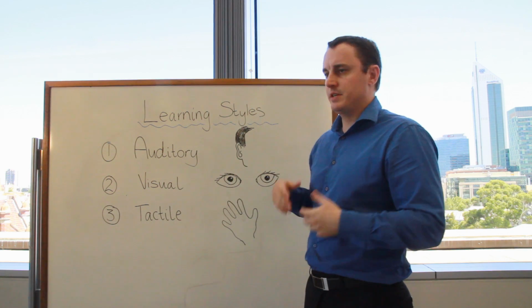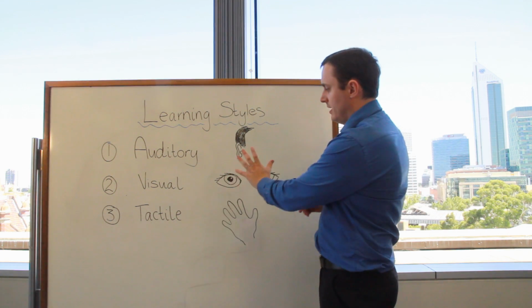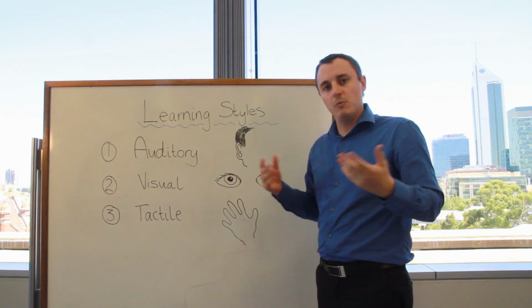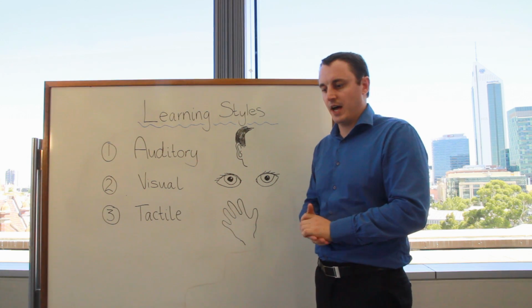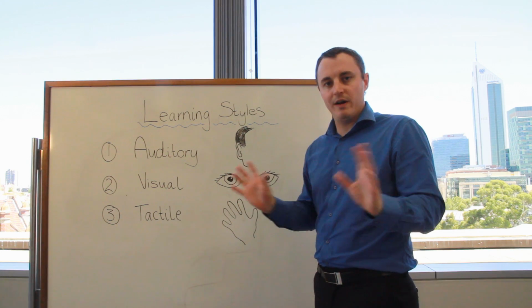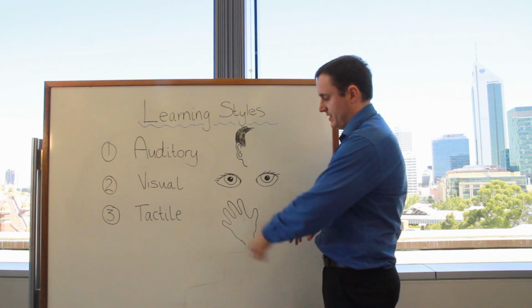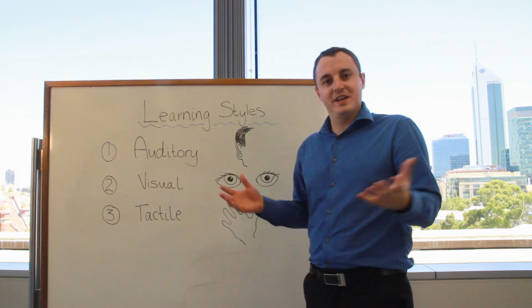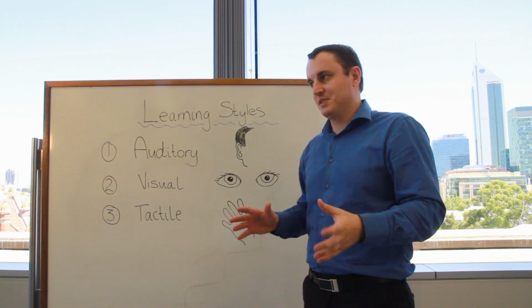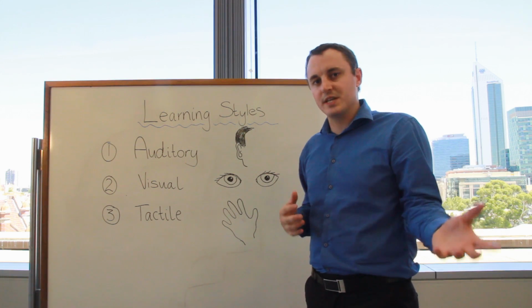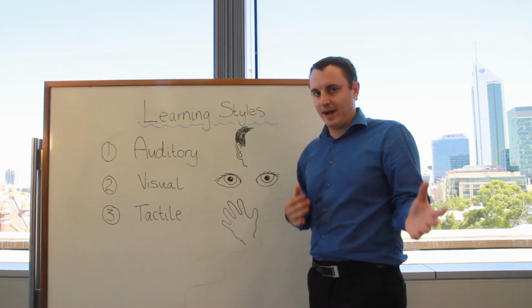So if we're teaching kids how to play a guitar, as far as visual goes, we'll be showing them how to play the guitar, showing them, they'll be watching where our fingers go, those types of things. Tactile, obviously, that's an easy one for playing guitar. That means they're actually doing it themselves. They've got the guitar in their hands and they're practicing.